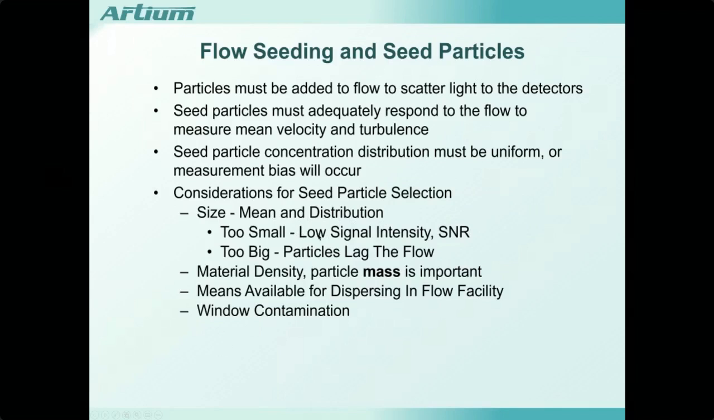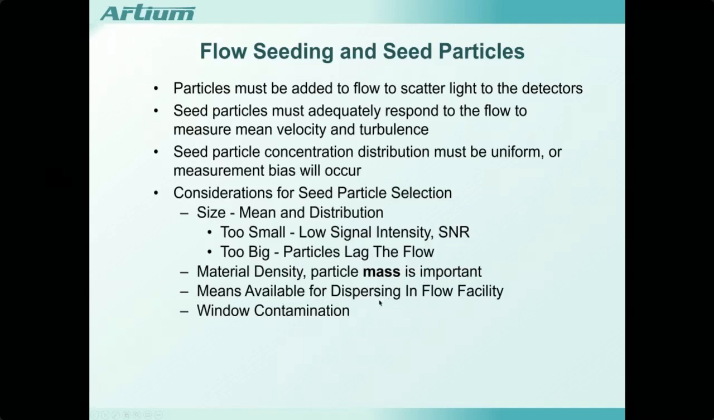If the particles are too small, of course, you won't get any signal-to-noise ratio, so you compromise the measurement of the particles. If the particles are too big, you compromise the measurement of the flow. You get good signals, but poor responsivity to the flow fluctuations. And material density is important because the inertia of the particle is really based on its mass. So when I say size, I really have to add in the density of the particles because, like I said, it's the inertia of the particles that's important.